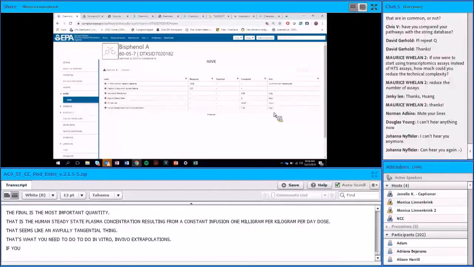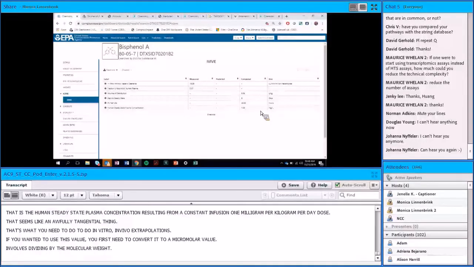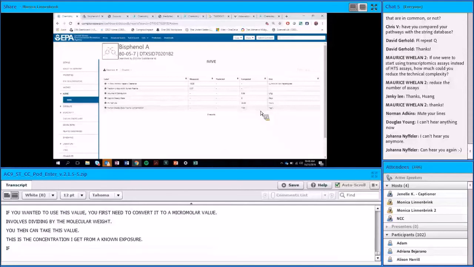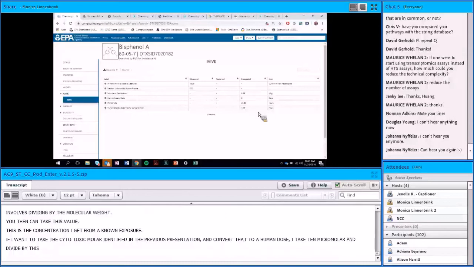So here we have a number of 1.98 milligrams per liter. So if you wanted to use this value, you first need to convert it into a micromolar value. That involves just dividing by the molecular weight. You then can take this value, and this is the concentration I get from a known exposure. Well, if I want to take that cytotoxic 10 micromolar that was putatively identified in the previous presentation and convert that to a human dose, I take 10 micromolar and I divide by this quantity, this steady state concentration. That gives me a dose in milligrams per kilogram per day that would produce 10 micromolar at steady state.